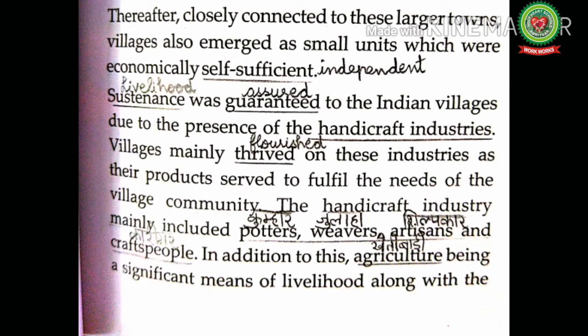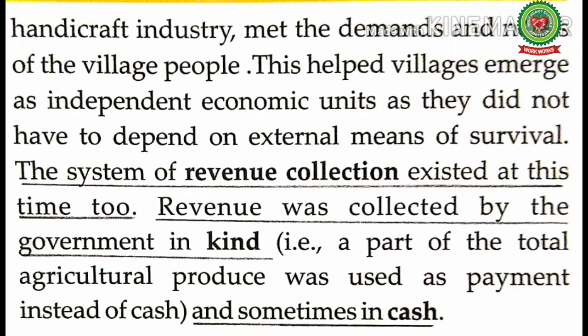The handicraft industry mainly included potters, weavers, artisans, and craftspeople. In addition to this, agriculture, being a significant means of livelihood, along with the handicraft industry, met the demands and needs of the village people. Means many of the Indian villagers were involved in the handicraft industries. Some were experts in making pots, while others were good at weaving cloth, and many were skilled in making things by hand, etc.